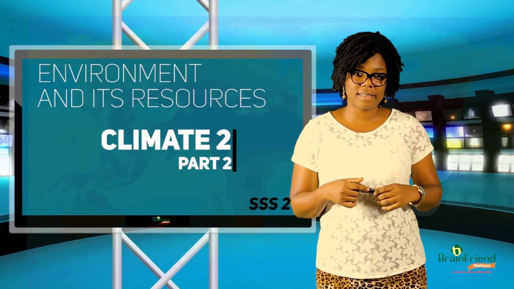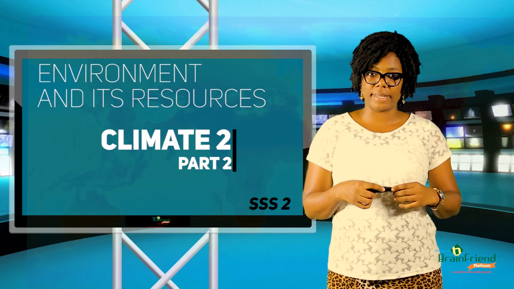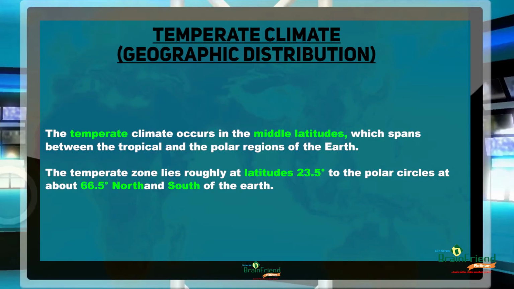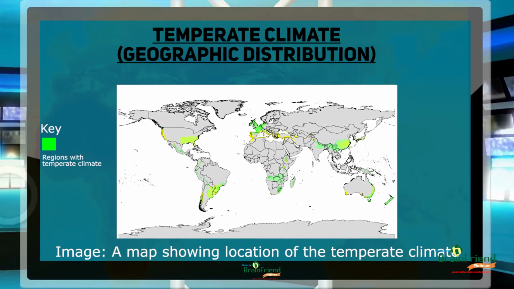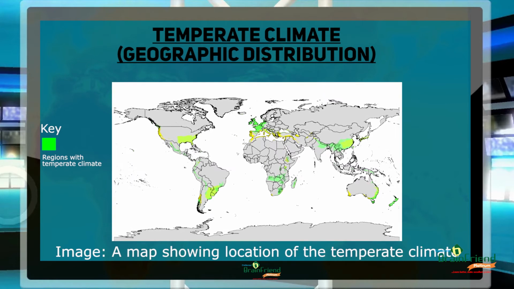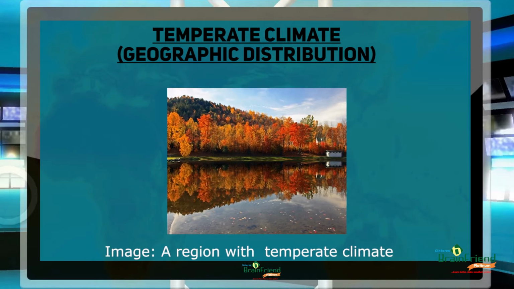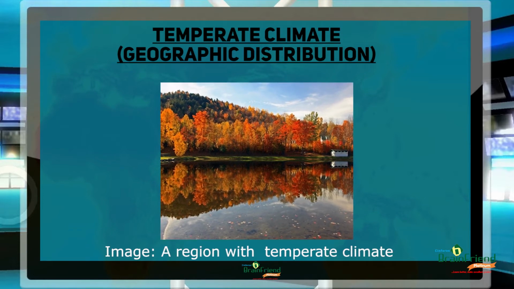Now let's take a look at another type of climate, which is the temperate climate. The temperate climate occurs in regions found in the middle latitudes. Also, it lies at latitude 23.5 degrees to the polar circles, to about 66.5 degrees north and south of the Earth. This is a map showing location of the temperate climate. From the map, regions colored green have temperate climates, while this other image shows an example of a region with temperate climate.